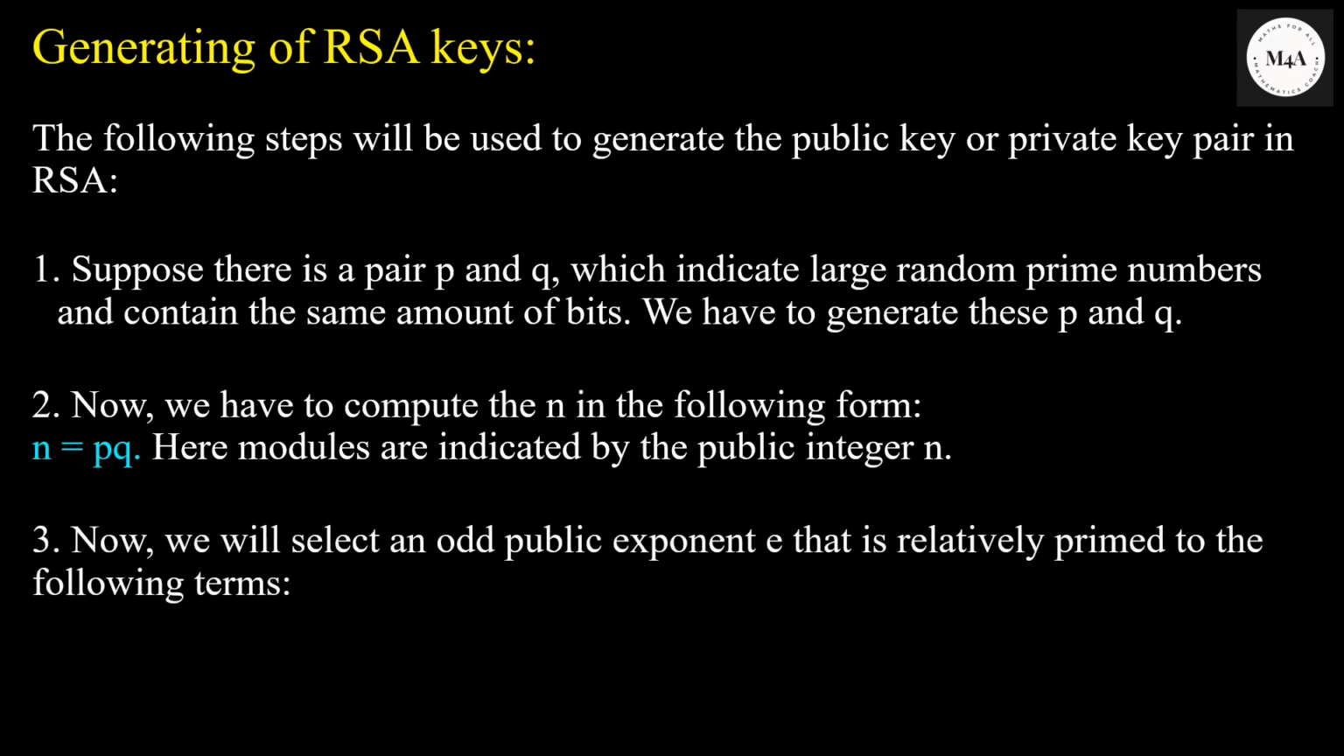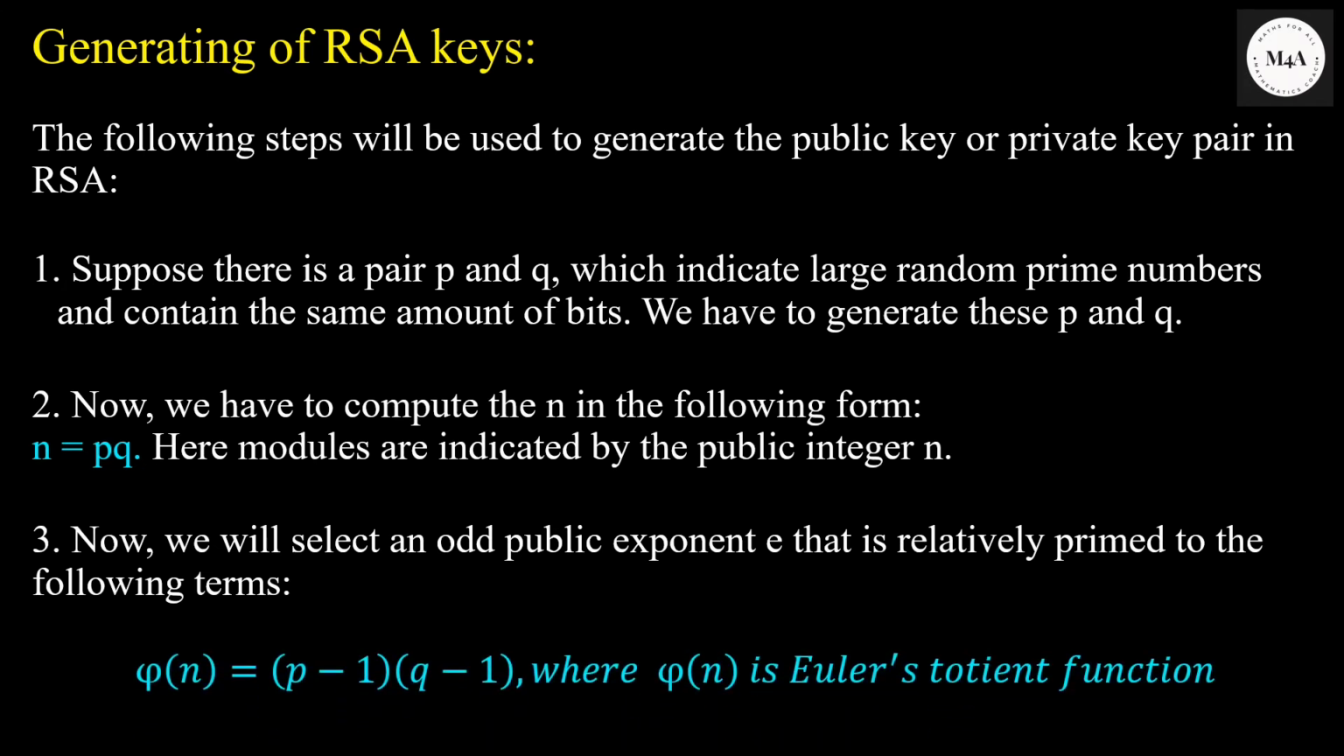After computing n, we have to calculate the totient function, that is phi of n. Why phi of n? I said in the previous class video, the totient function we must know to study Euler's theorem as well as the RSA algorithm.